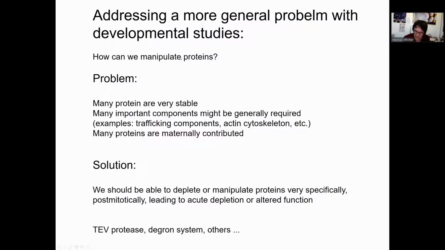We need to manipulate DNA with CRISPR, that's clear. But in order to get more insight into cell biology, we need to modify proteins acutely. I think that's clear now, that this is what we need. The problem is, as I said, many proteins are stable. If you do genetics, you don't get rid of them. So you have to acutely deplete them. The solution would be if we could recognize proteins.